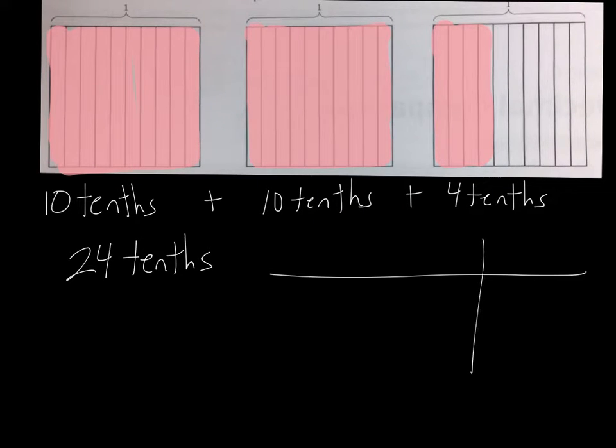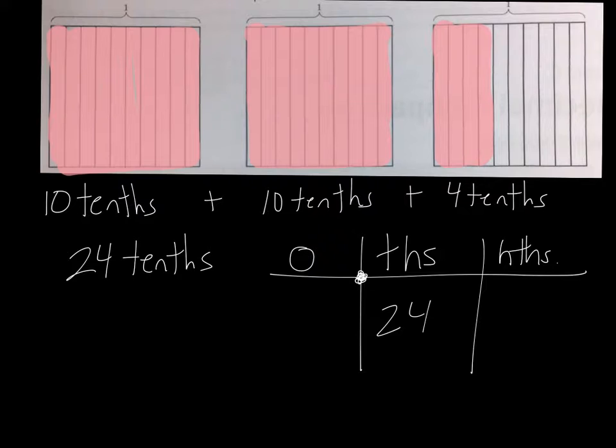So we're going to make a place value chart over here. Here I've got hundredths. I'm going to abbreviate this, tenths, and my ones. Here's my decimal point right there. So in this problem, I have 24 tenths. Well, we know that I cannot write 24 there.